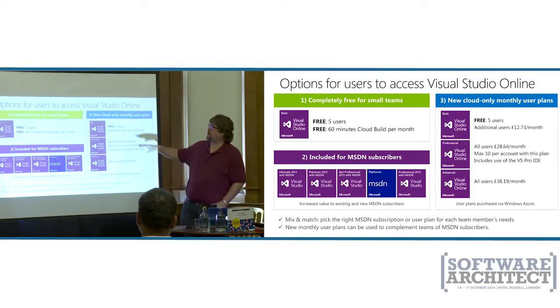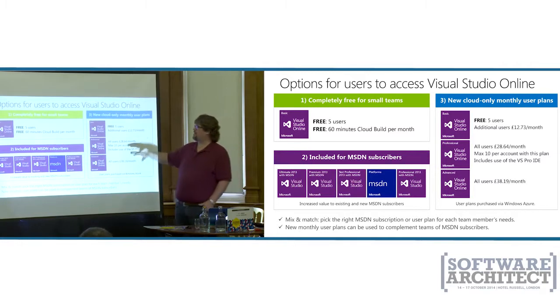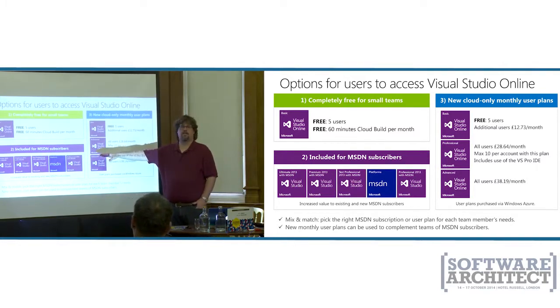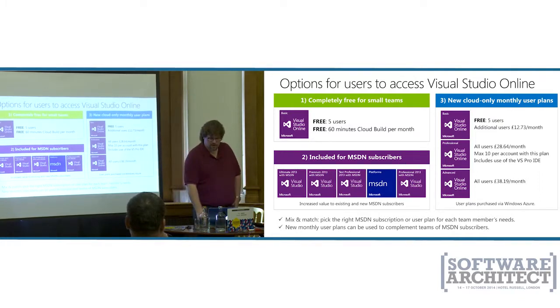Now, related to Visual Studio Online, you can try it for free for 5 users, and you get 60 minutes of build a month. Otherwise, they have different plans. You get free access with MSDN. If you need to buy additional licenses, there's pricing up there, and it's fairly cheap on a per month basis.